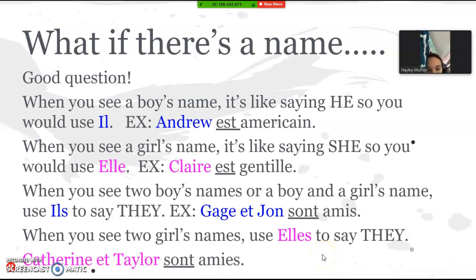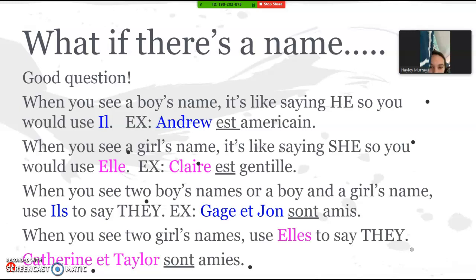That's a good question. When you see a boy's name, it's like saying he, so you could use il. For example, Andrew est américain. Right? When you see a girl's name, it's like saying she, so you would use elle. Example, Claire est gentille. When you see two boys' names or a boy's and a girl's names together, you're going to use ils to say they.